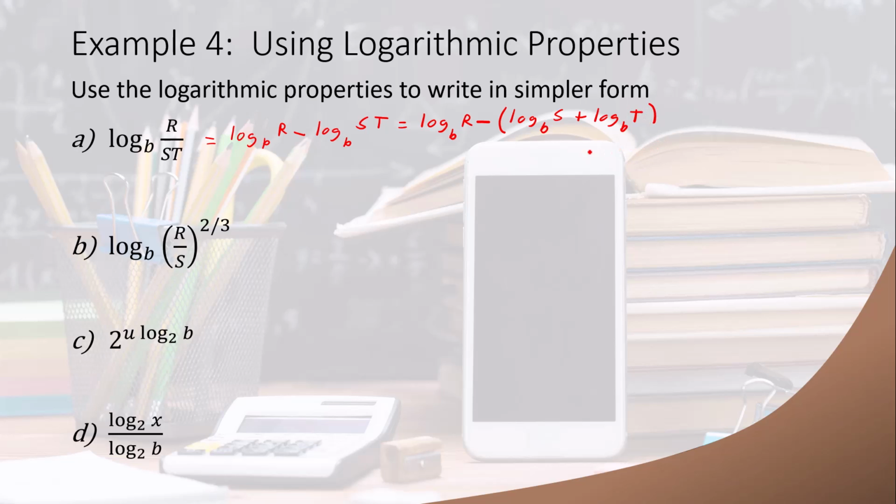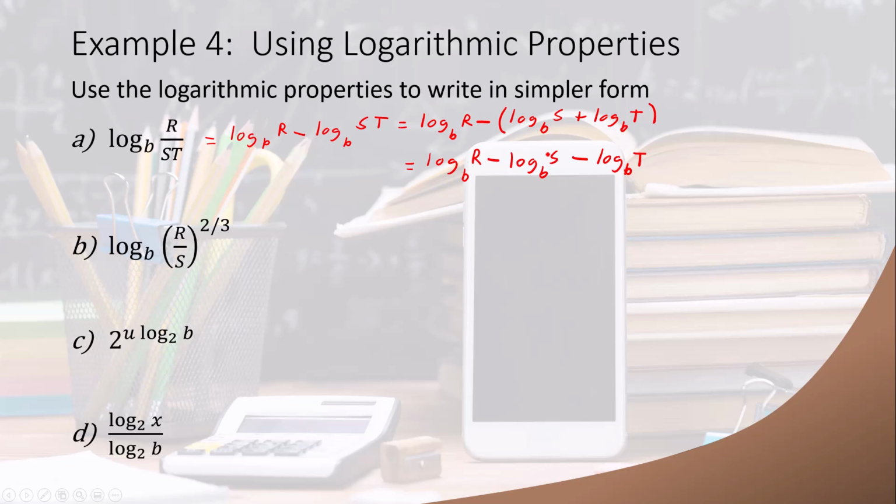And then we can take this one step further using the distributive property, and that will give us the log base b of r minus the log base b of s minus the log base b of t. And there you go. That's as far as you can take this.